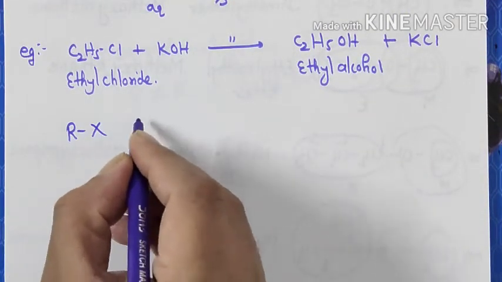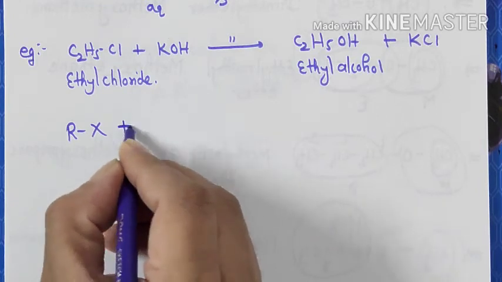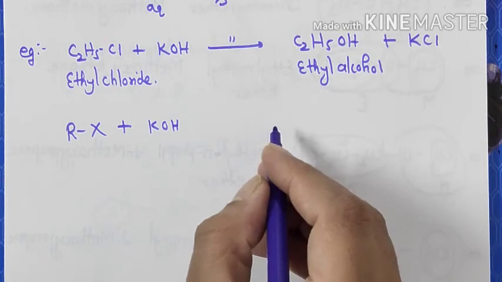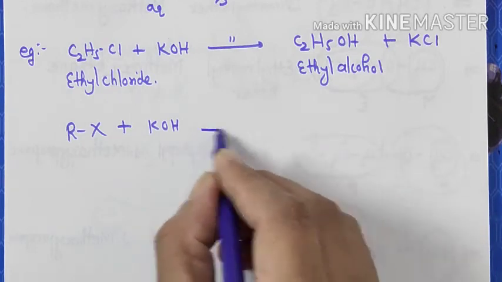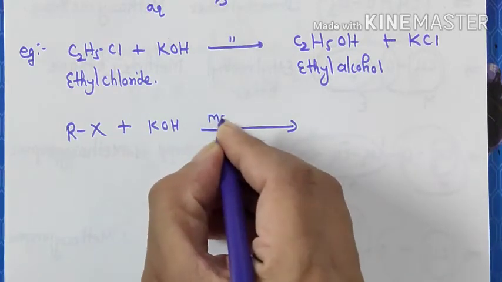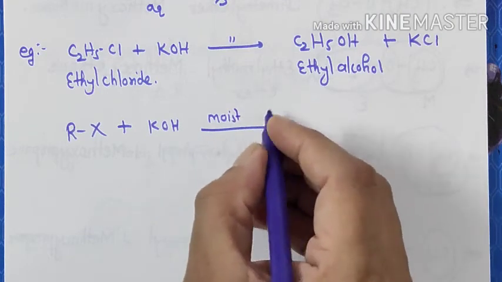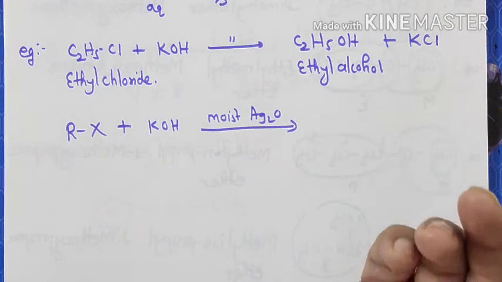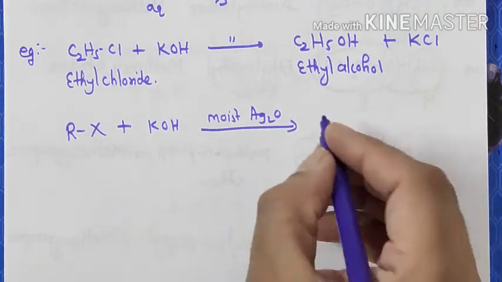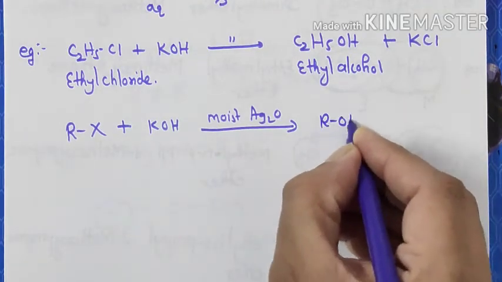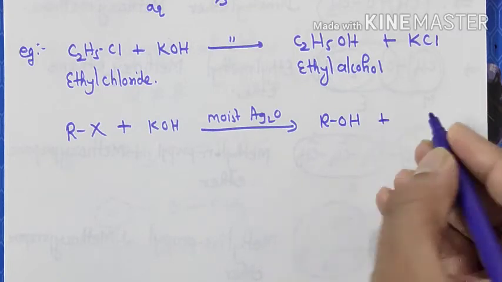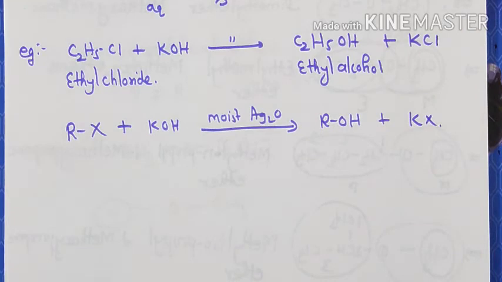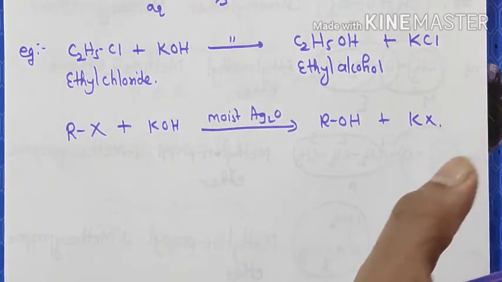The same can also be done with RX and KOH, but we do this in the presence of, if you remember, moist Ag2O, right? Then also this process can be done and we will get alcohol, plus KX, right? So that was the first preparation.